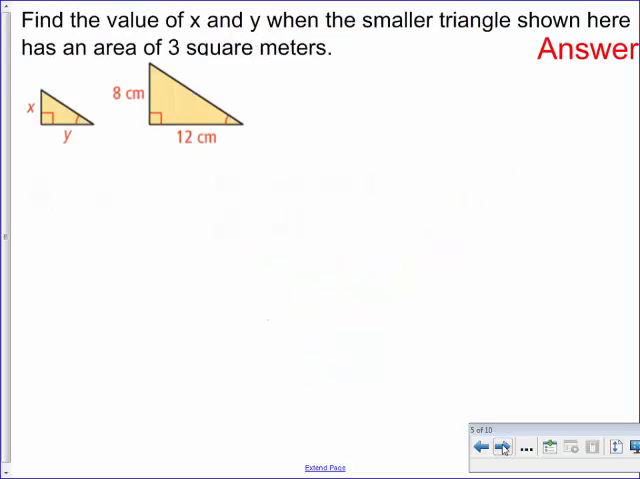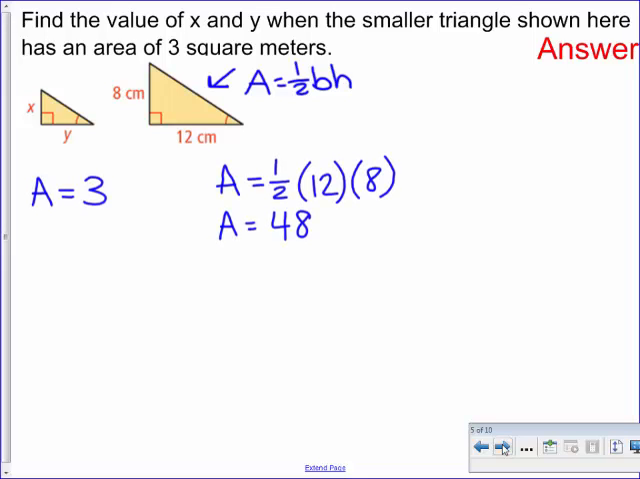So let's go ahead and put this into solving some proportions. It says find the value of x and y when the smaller triangle shown here has an area of 3. Well, we can find the area of this triangle since they don't give it to us, because we know the area formula is 1/2 base times height. So let's go ahead and find the area. The area is 1/2 the base 12 times the height 8, so you should get the area as 48. And they already give us the area of the smaller one is 3.